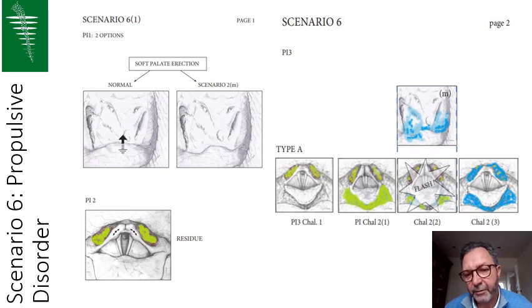And again, from time to time, you're going to see some food or some blue going into the rhinopharynx if they have a soft palate insufficiency. So this is typical of scenario 6. Two features that are typical. When you look at point of interest number 2, you will see some residue, and at different challenges of point of interest number 3, the patient will be never ever able to clear completely the pharyngolarynx.